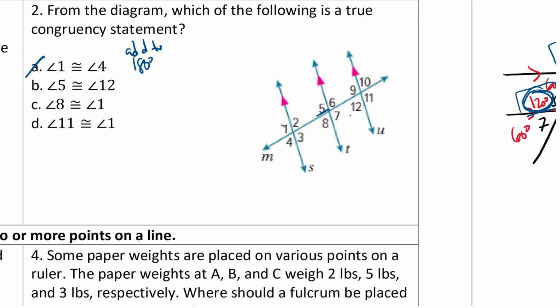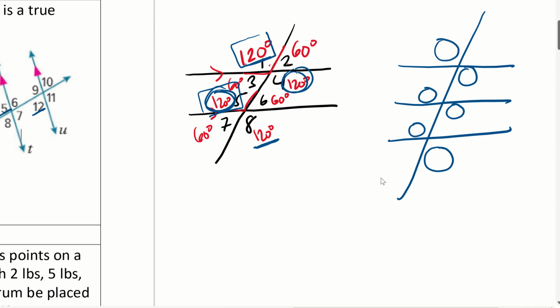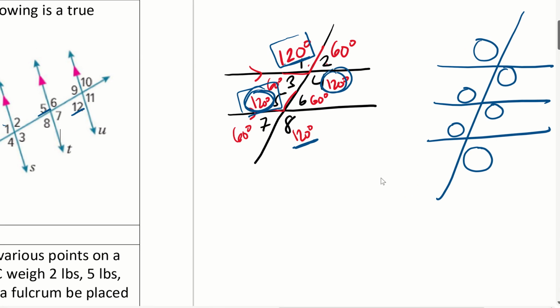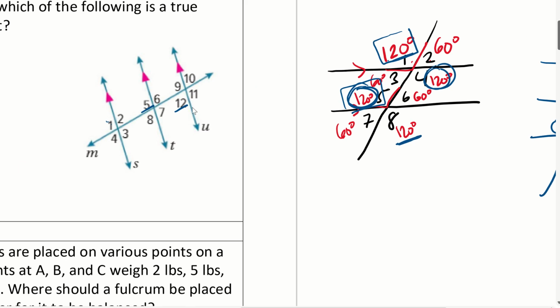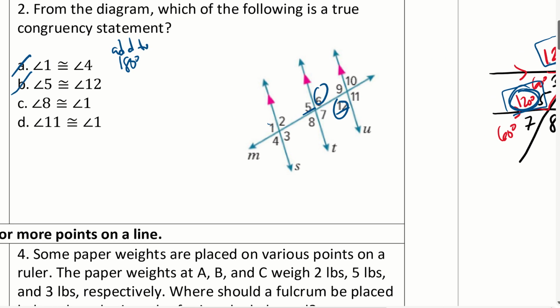5 and 12. 5 and 12, are those the same? Well, they're not based on my picture, right? So based on my picture, it would be 12 and 6 that would be the same. If I were to compare that picture with this picture, it would be these two that would be the same, right? So it can't be 5 and 12, so that's not right.